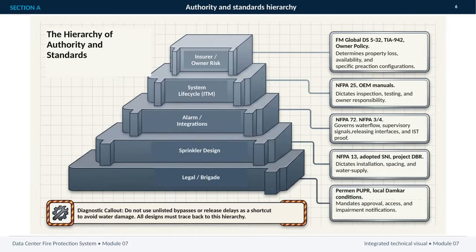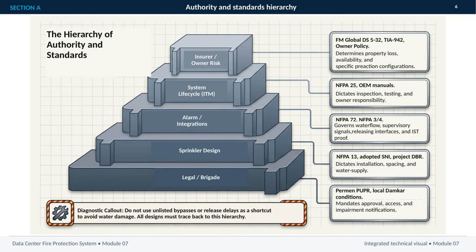This slide establishes the hierarchy we use to make fire protection decisions traceable and defensible. At the top is insurer and owner risk, supported by FM Global DS 5-32, TIA 942, and the owner's policy. These requirements shape the expected property loss protection, availability objectives, and the specific pre-action configuration. Next, the system lifecycle is governed by NFPA 25 and the equipment manufacturer's manuals. That layer defines inspection, testing, maintenance, and the owner's responsibilities after installation.